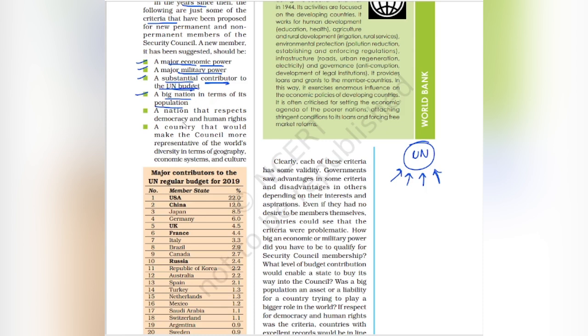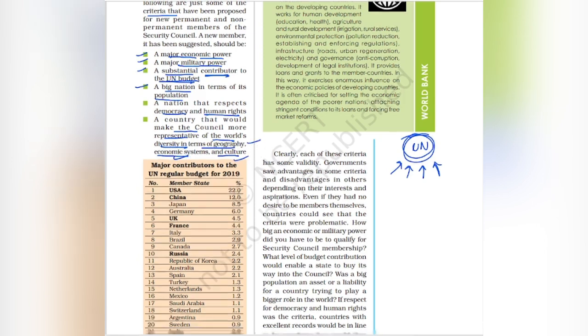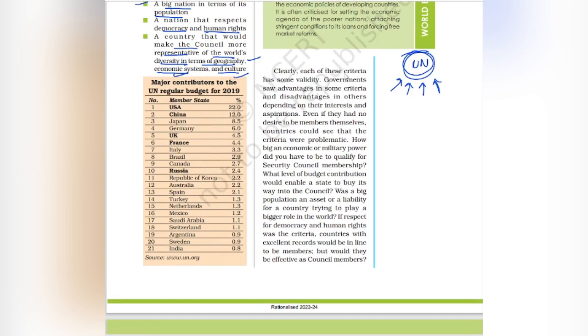Next, a nation that represents democracy and human rights. Of course, we can't include a country that is running on a dictatorship, right? And a country that could make the council more representative of the world's diversity in terms of geography, economic system, and culture. So basically, a country that would be able to represent the United Nations in all the different terms, from geography and economy to culture, right? Now we can see clearly that these criteria have some validity, right?